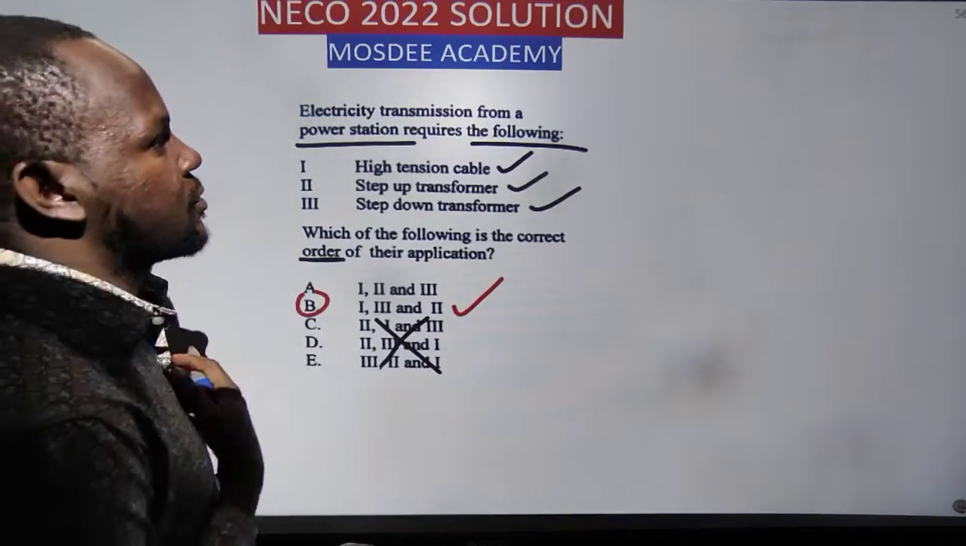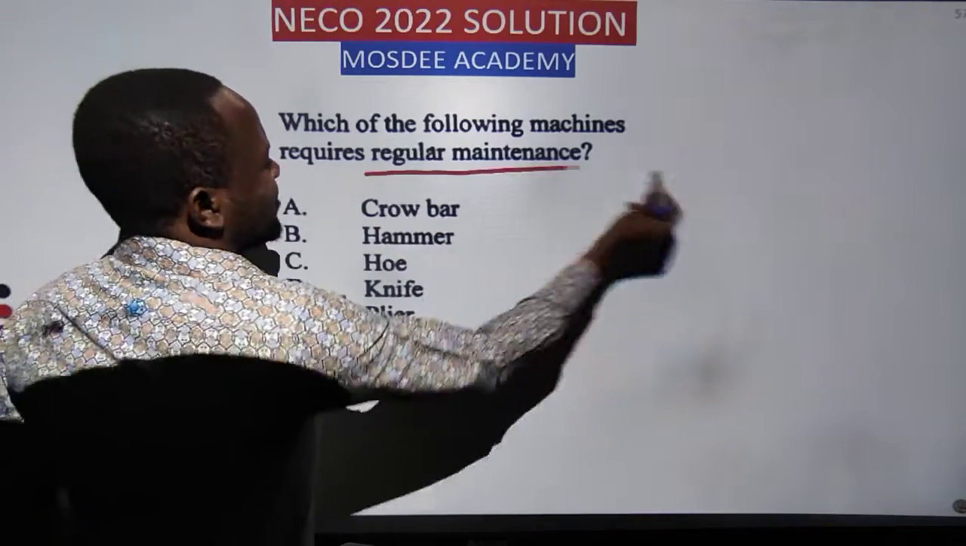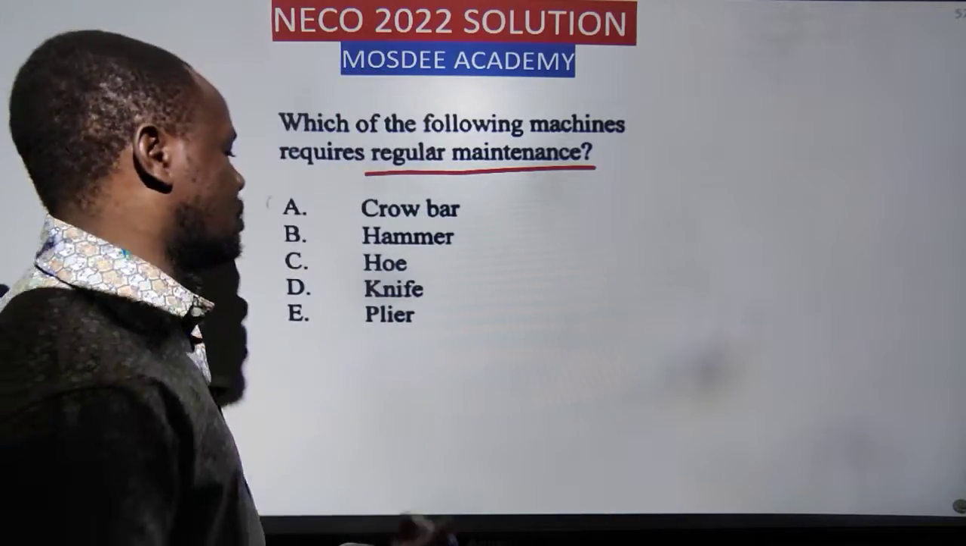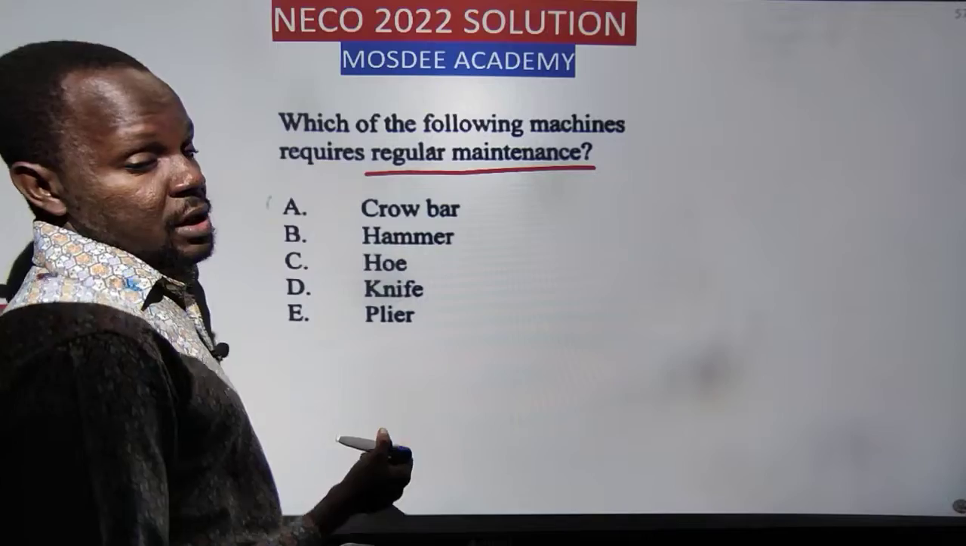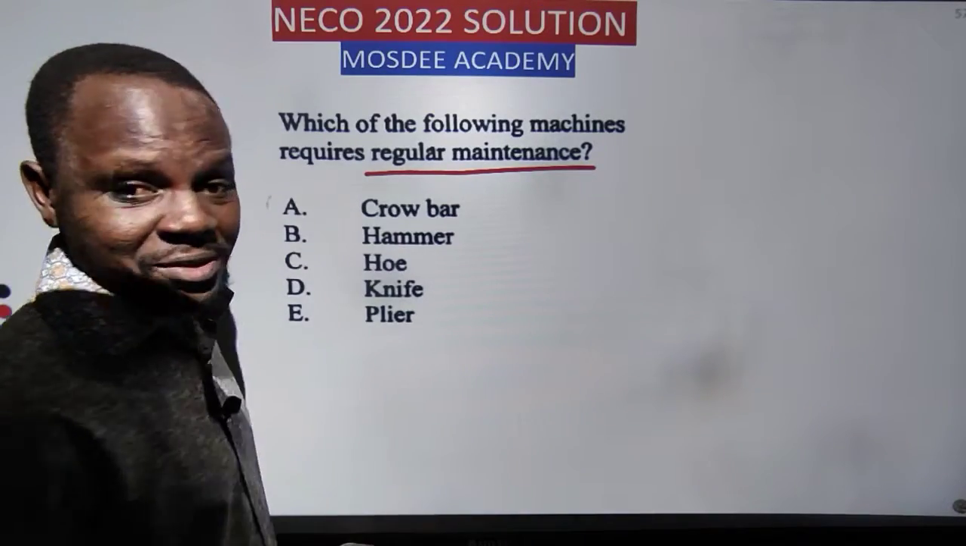The next one, 57. Which of the following machines requires regular maintenance? All machines require regular maintenance, to be honest. All machines require regular maintenance if you don't want them to run out. But now they are saying first class. All these are even first class. Everything here. But the one that can easily rust, that's the idea we are going to use here.